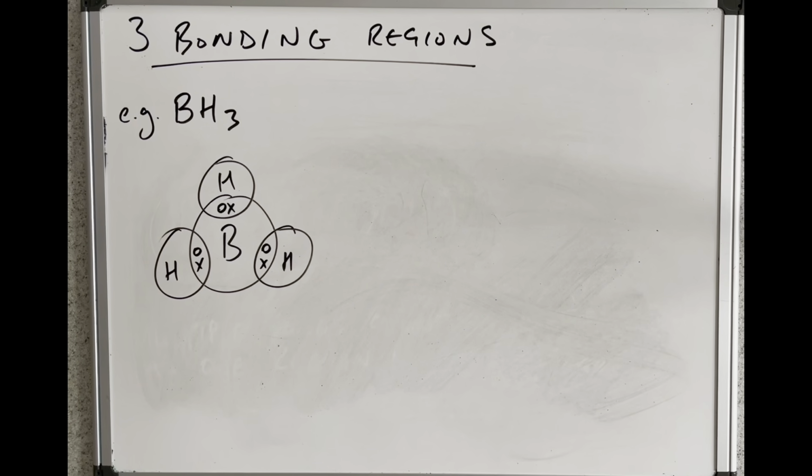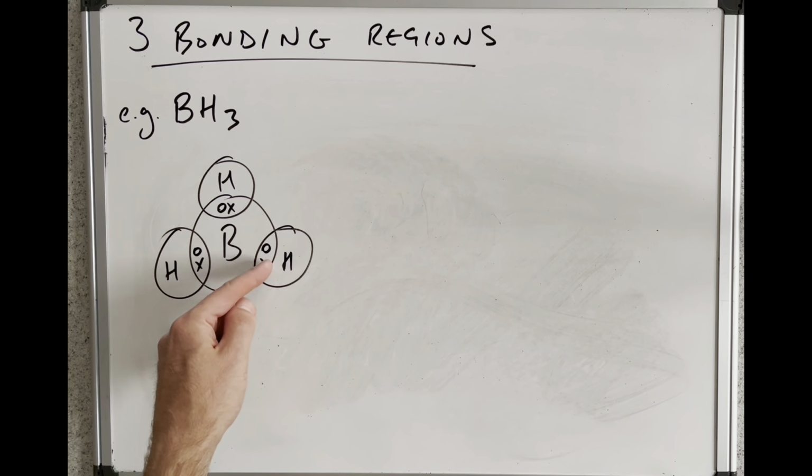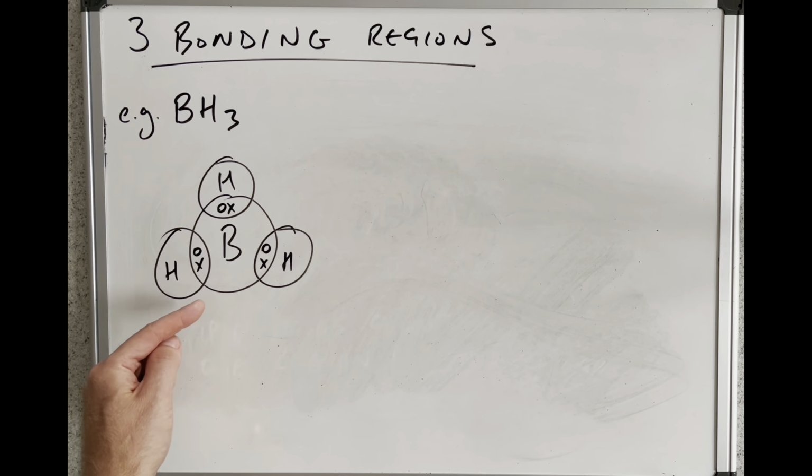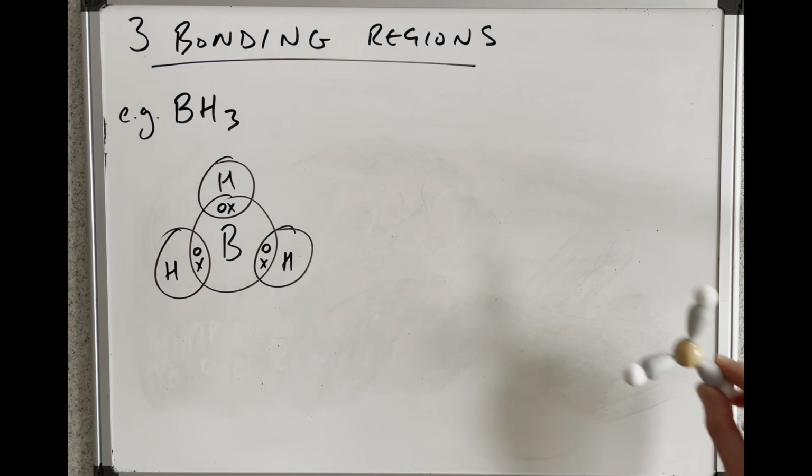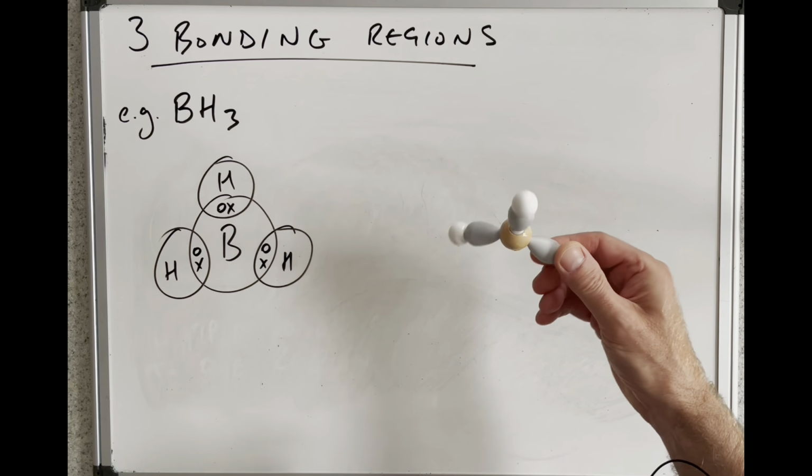So moving on to 3 bonding regions in the valence shell, we've got this example here, BH3, boron trihydride, and you can see again, I'm starting with my dot and cross diagram. You can see we've got 3 single covalent bonds, so we've got 3 bonding regions, and these are going to all repel each other in such a way that they get as far apart as possible, and the shape that they adopt is, well, there's a model of the BH3 molecule.